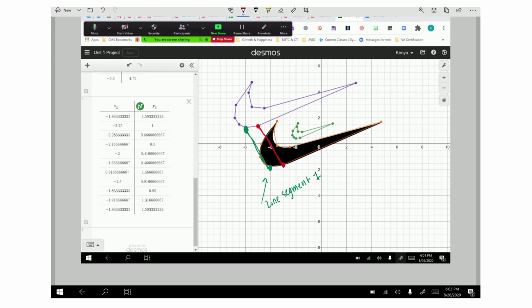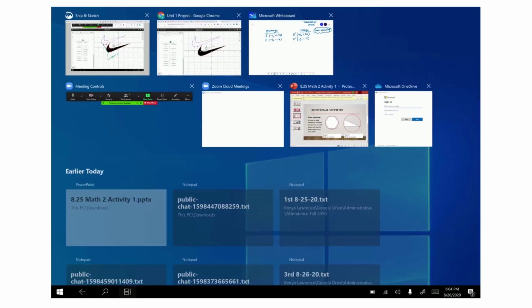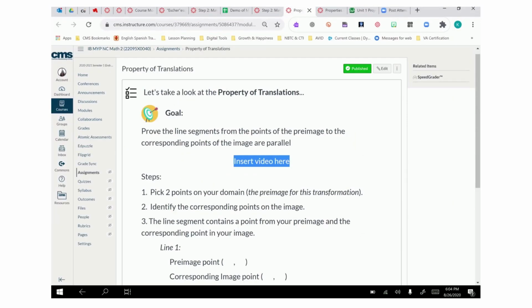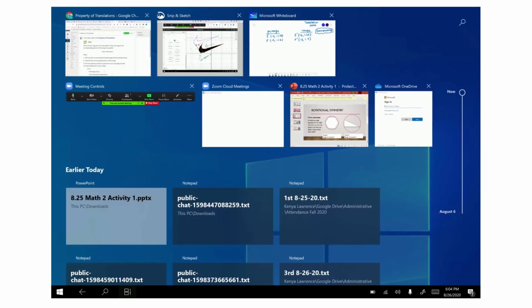So let's see what the problem is asking us. We're going to prove a property of translation: that the line segments from the points of the pre-image to the corresponding points of the image are parallel. That's important: parallel. In order to prove that lines are parallel, we're going to use slope. So let's go back and do the work.